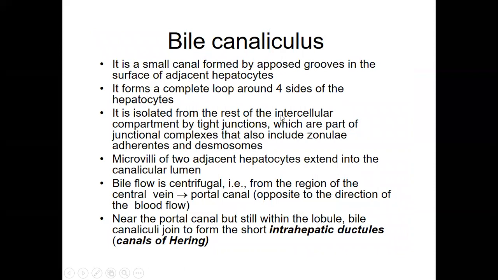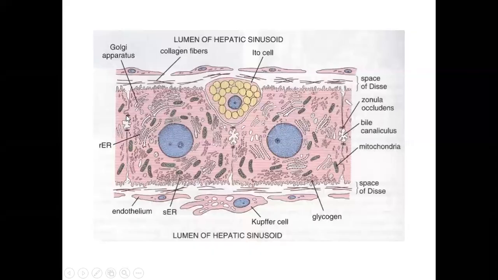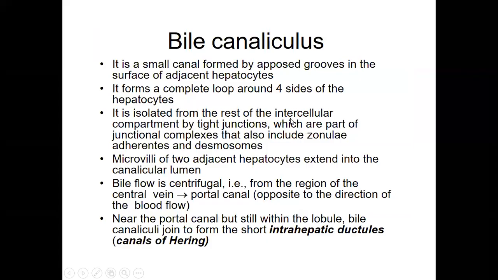It is isolated from the rest of the intercellular compartment by the tight junctions. You can see the tight junction here, the zonula occludens, which are part of the junctional complex that also includes the zonula adherens and desmosomes.